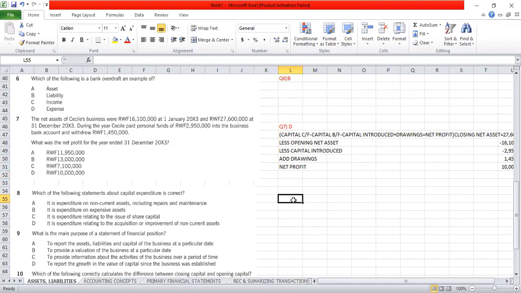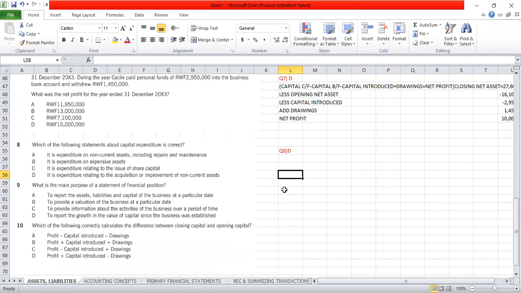Number 8. Which of the following statements about capital expenditure is correct? It is expenditure on non-current asset. Expenditure on non-current asset, including repair and maintenance. From here, it is right, but when we include repair and maintenance, we come with revenue expenditure. It is an expenditure on repair on expensive asset. Somehow it is correct, but it is not an expensive one only. It is expenditure relating to the issue of share capital, not. It is expenditure relating to the acquisition or improvement of non-current asset. Yes, the right answer is D.